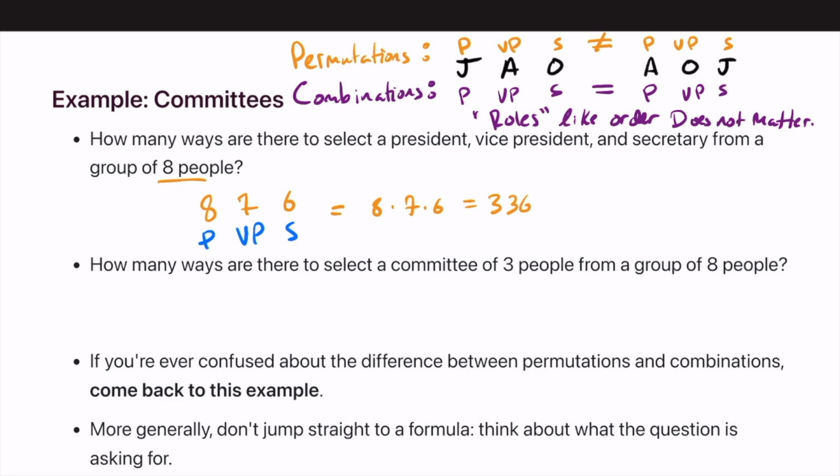So now I ask, how many ways are there to select a committee of 3 people from a group of 8 people? So in that case, we would now write this as 336 over 3 factorial, which would be equal to 8 choose 3.